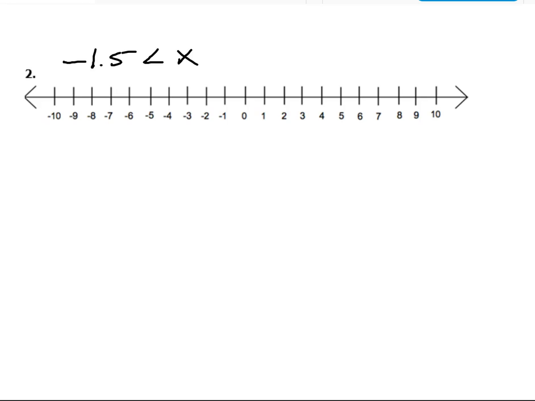So negative 1.5 is less than x. What we want to do here is, most of the time when we do this, our x is always on the left-hand side. So to make things easier, we're going to flip this around. So it's going to be x, and our sign is still going to face the x, and then we're going to have negative 1.5. I call this taking the selfie, because when you take a selfie on your phone, everything is backwards. Your left ear is your right ear.